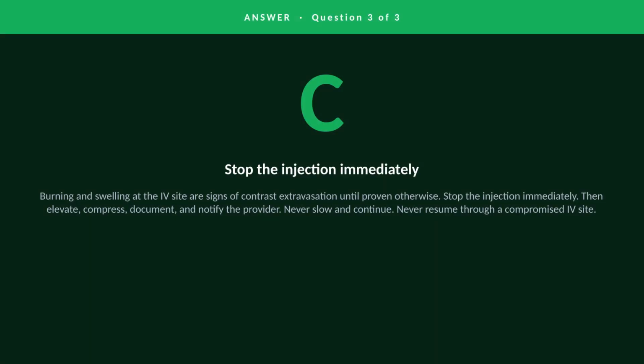The answer is C. Stop the injection immediately. When extravasation is suspected mid-injection, stop immediately. Do not slow down. Remove the catheter, elevate the extremity, document, and notify the radiologist.